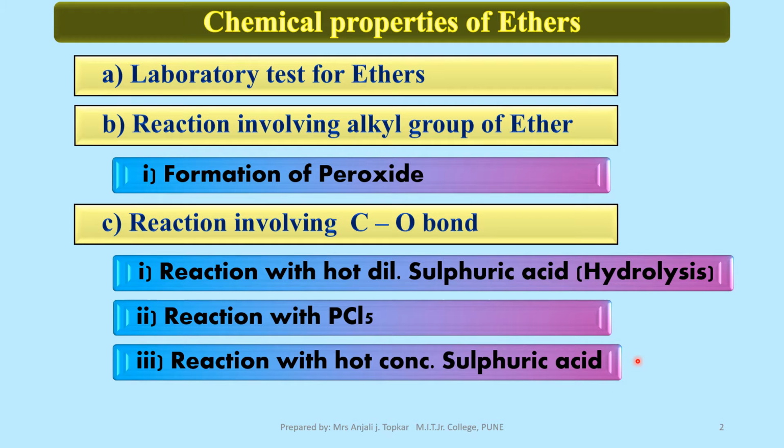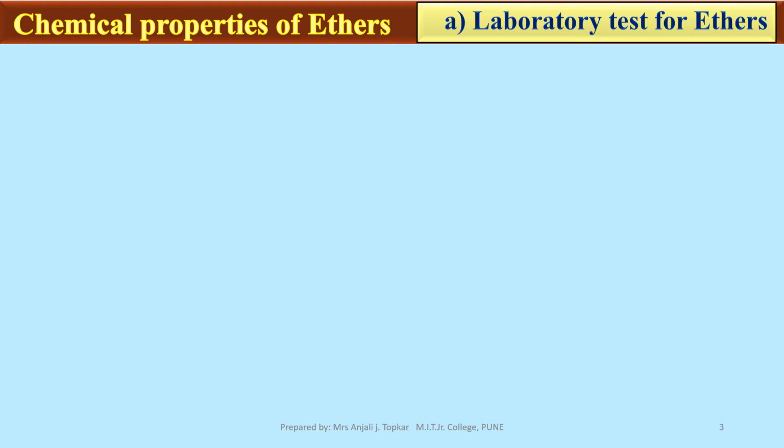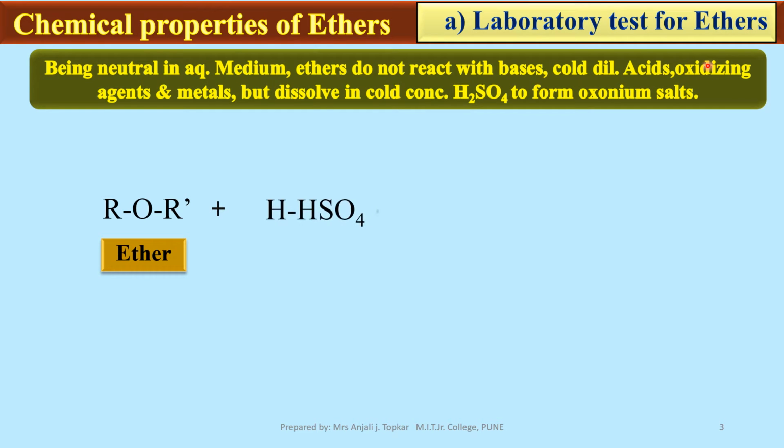Let's begin. Ethers do not react with bases, cold dilute acids, oxidizing agents and metals, but dissolve in cold and concentrated H2SO4 to form oxonium salts. Let's see how it is formed. Here you find ether. Ether, when treated with cold concentrated H2SO4, for the convenience to understand the reaction, H2SO4 is written as HHSO4.